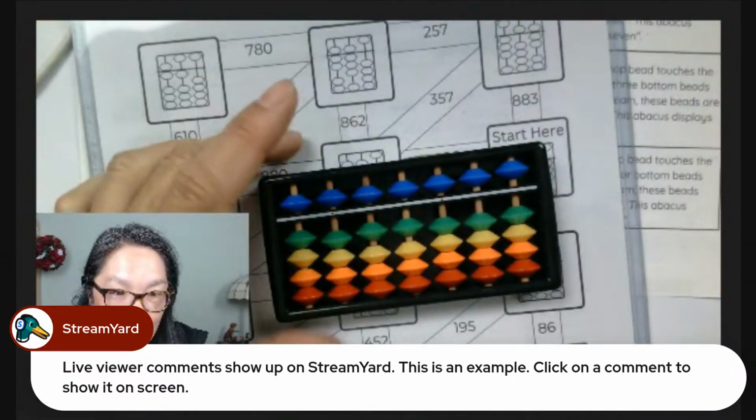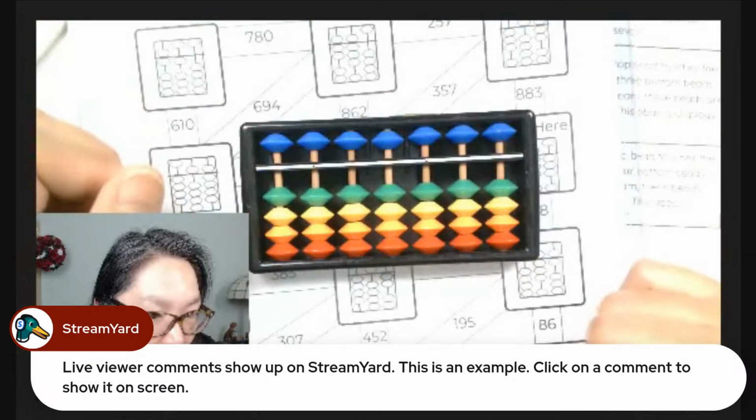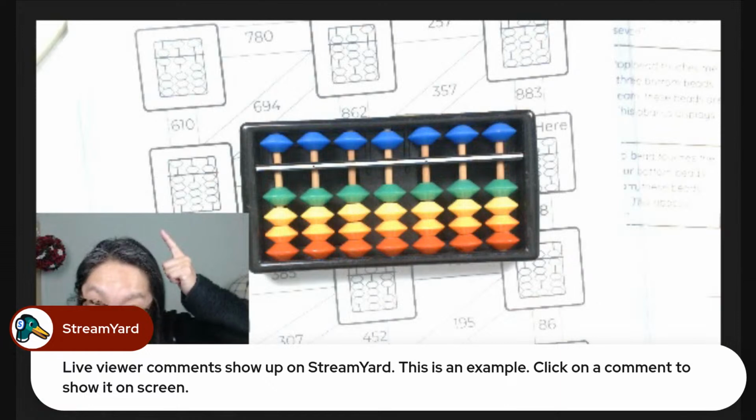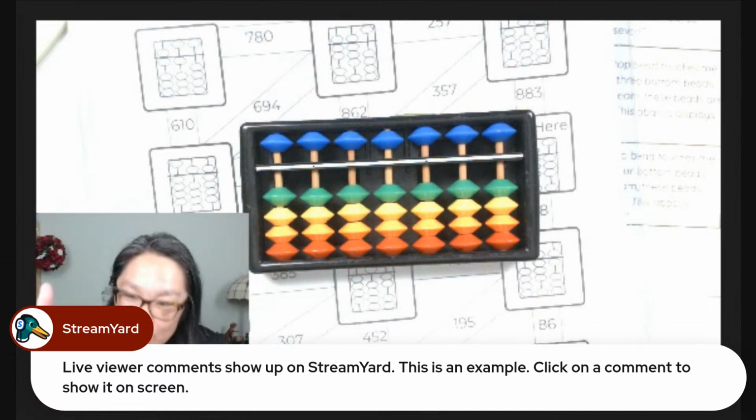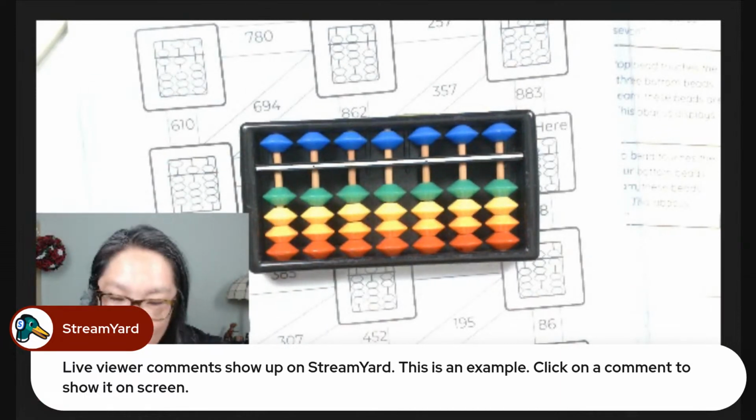I don't know why people know everything else except for this. More people need to learn this. Yes, you're absolutely right. And that's what I'm trying to do. I'm trying to educate the world about the lost tool of the abacus.